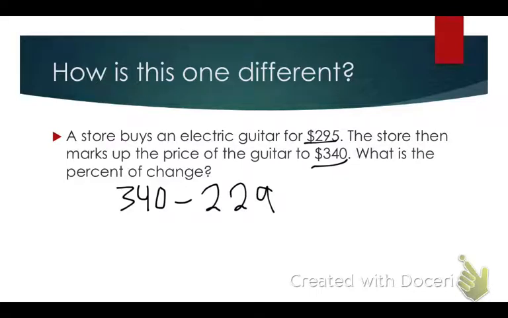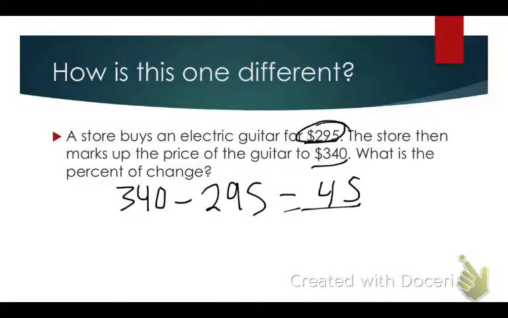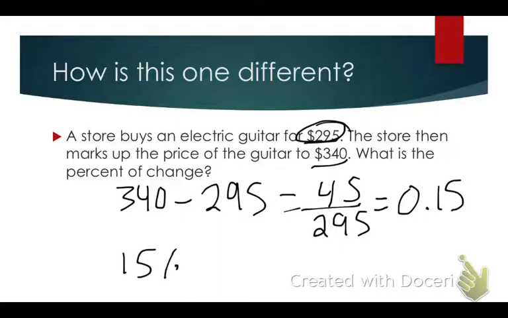295. And I'm going to get $45. So the price of the guitar increased $45. So I still need to divide it by the original amount, which was $295. It started at $295. And that's going to give me about 0.15. So therefore there's a 15% increase.